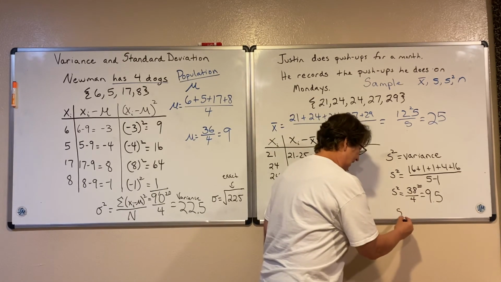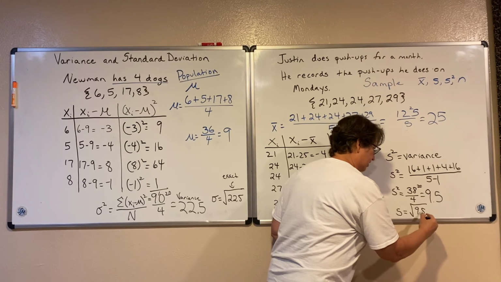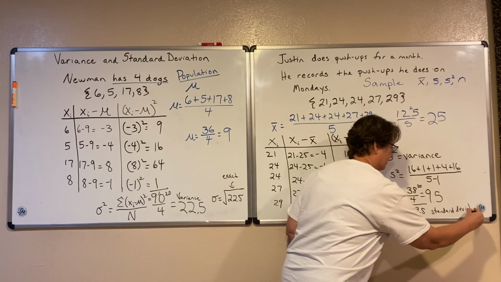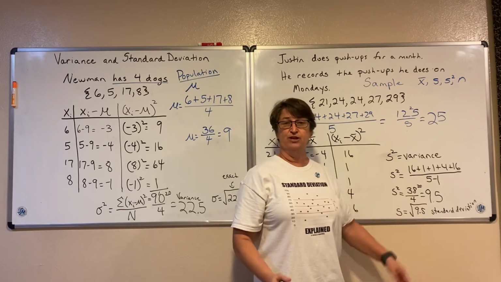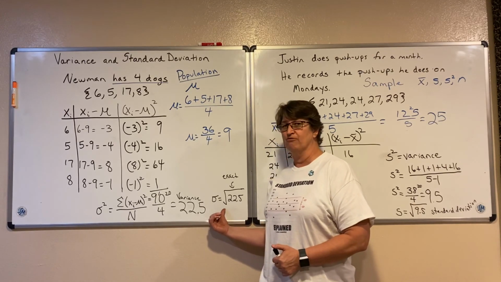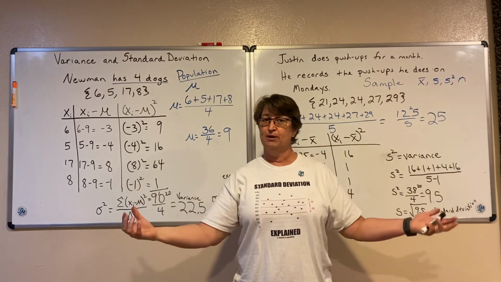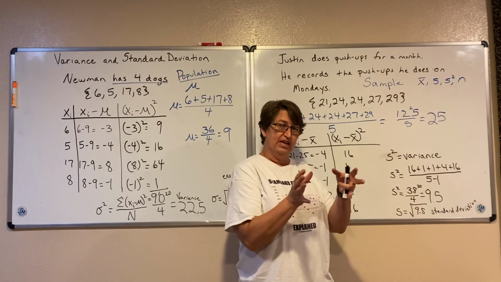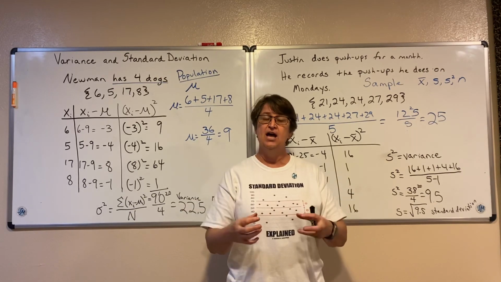I now take that and find the square root of it, and I have found my standard deviation. So the square root of my variance is that standard deviation. If I compare these two standard deviations, the square root of 22.5 and the square root of 9.5, I know that this data has more variability. It's more spread out than this data is. This data is closer together. So that's what the standard deviation tells me, it tells me about the spread of my data.